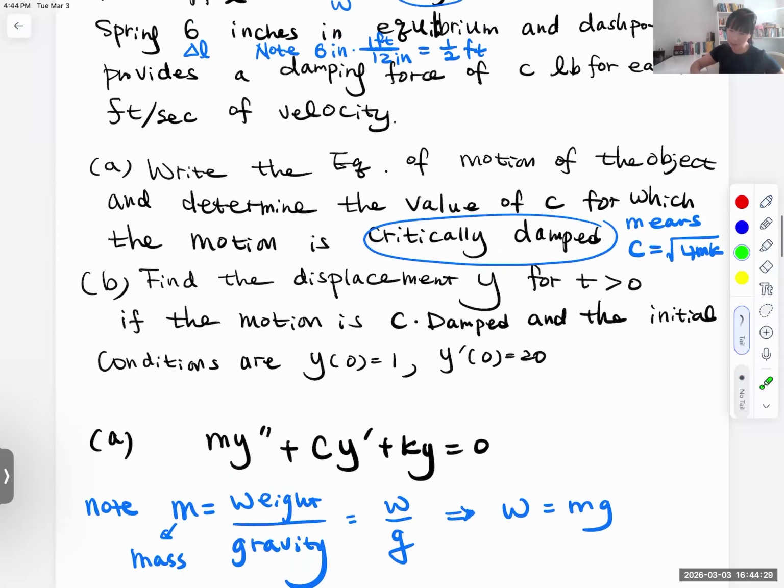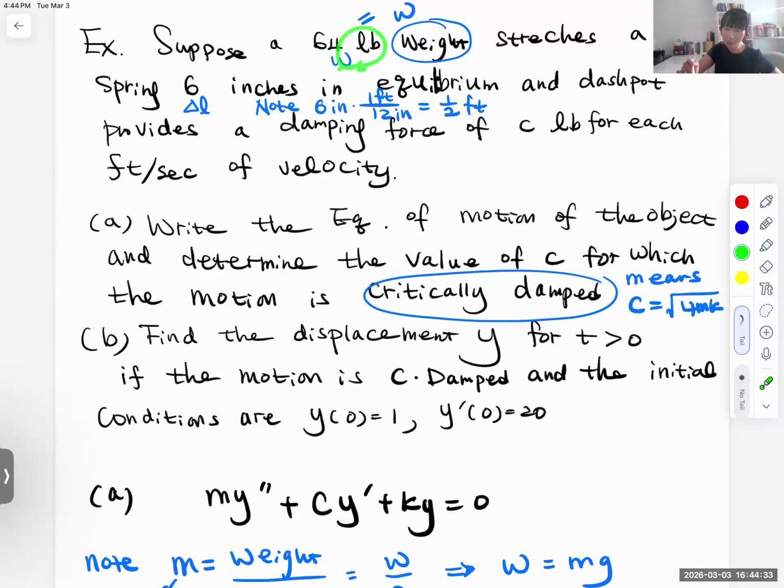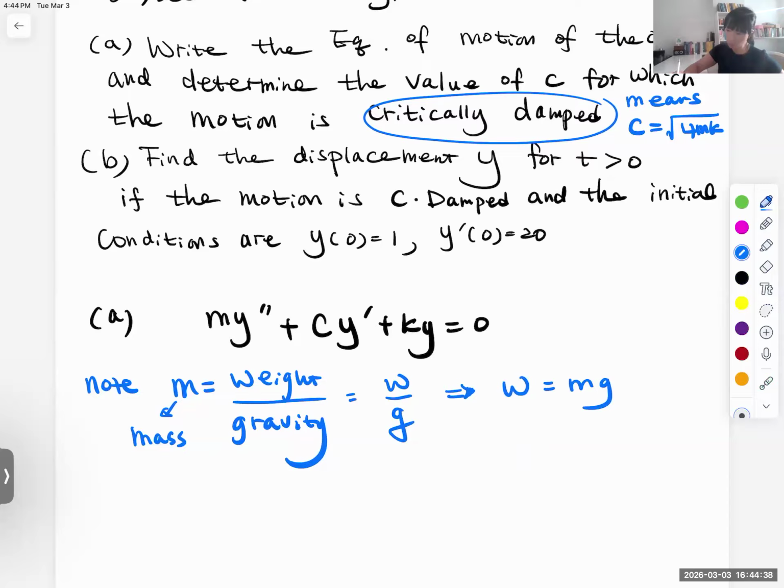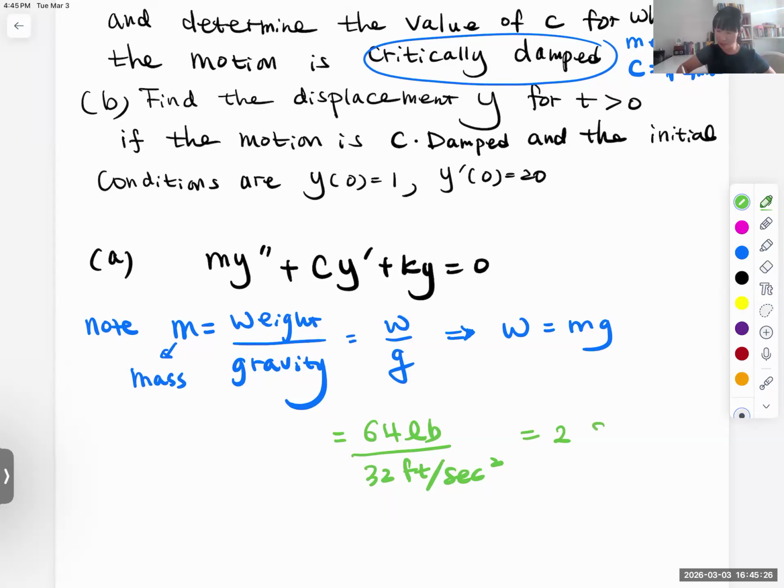So the weight, in that case, is 64 pounds, over gravity, which we want to express in feet per second squared, so 32 feet per second squared. Then 64 divided by 32 gives us 2, and this unit we call the slug. So we have 2 slugs.